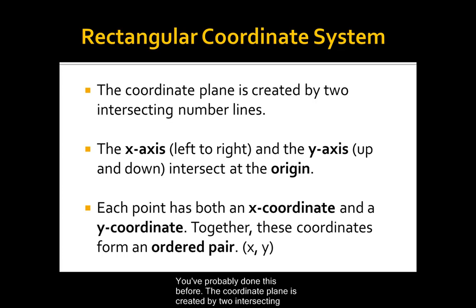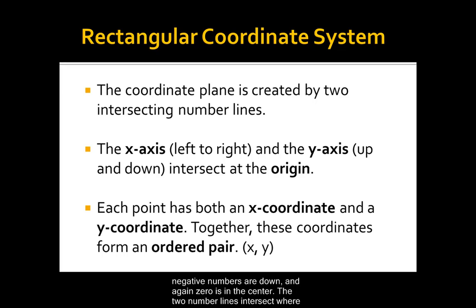The coordinate plane is created by two intersecting number lines, and all I mean by that is if you look at the x-axis, it looks just like number lines that we've used earlier in the semester. It's horizontal, it runs left to right, zero's in the center, negative numbers are left of 0, positive numbers are right of 0. The y-axis is also the same, it's just been rotated around so that positive numbers are up, negative numbers are down, and again 0 is in the center.